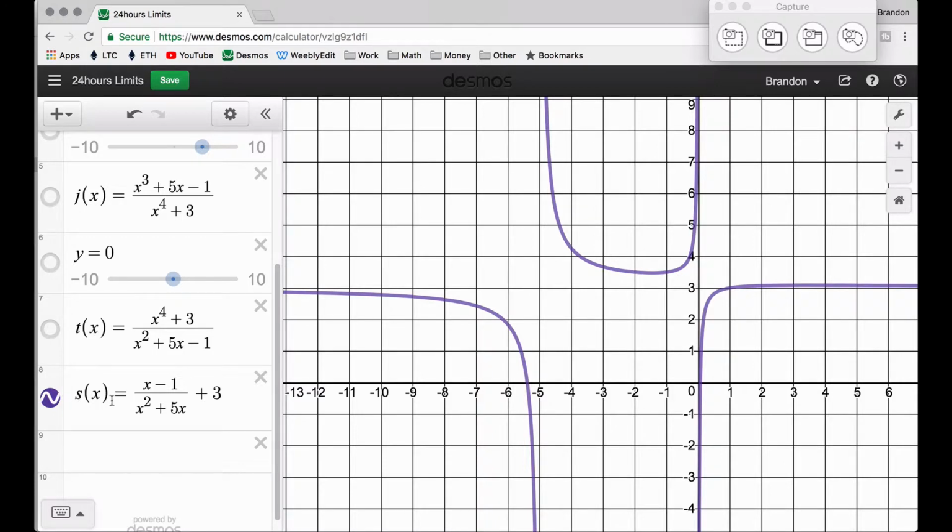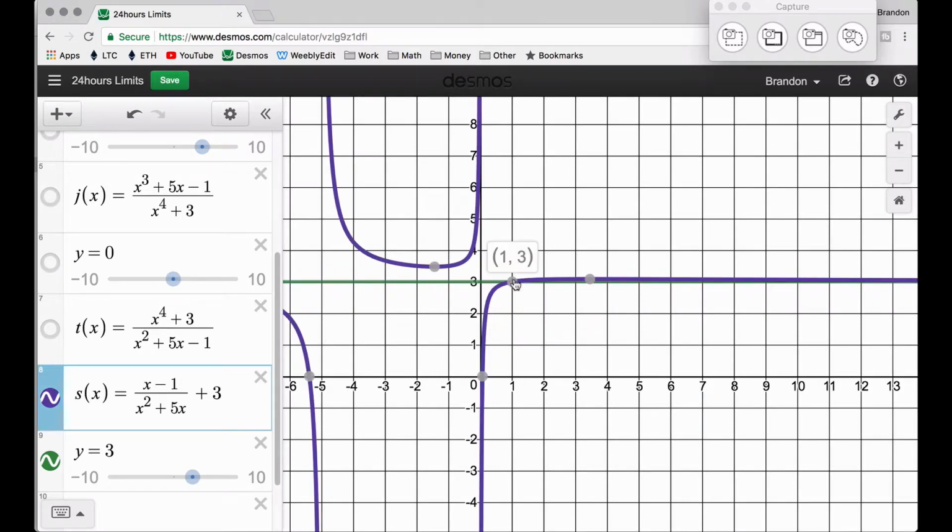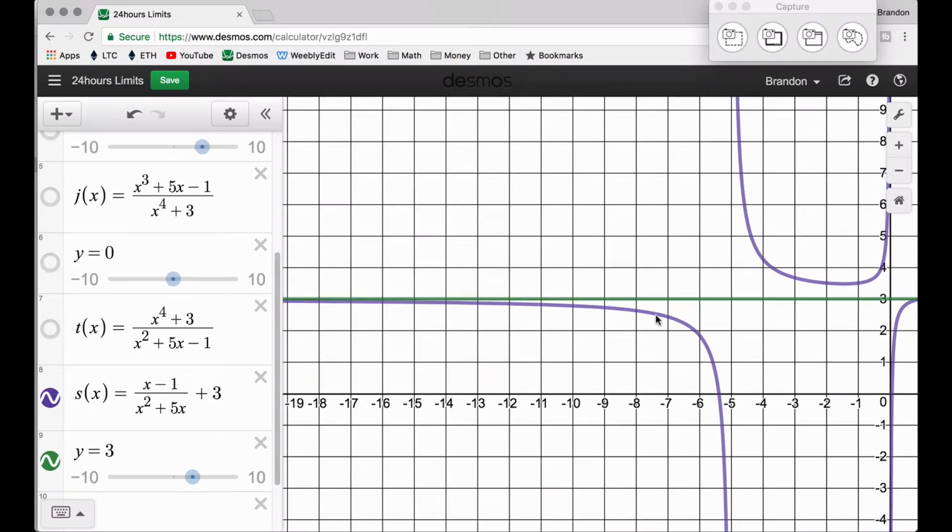Now looking at s of x, the degree of the top is smaller than the degree of the bottom. That's going to be 0, but think about 0 plus 3. Technically we get 3. That is our horizontal asymptote there, y equals 3. Notice that green line, as x gets big, this purple curve actually passes through it, and I did mention that in an earlier video. We can pass through a horizontal asymptote. We can never pass through a vertical asymptote. But notice as x gets big, our y value is getting really close to 3, both as x approaches positive infinity and as x approaches negative infinity. The y value on this curve gets close to 3.